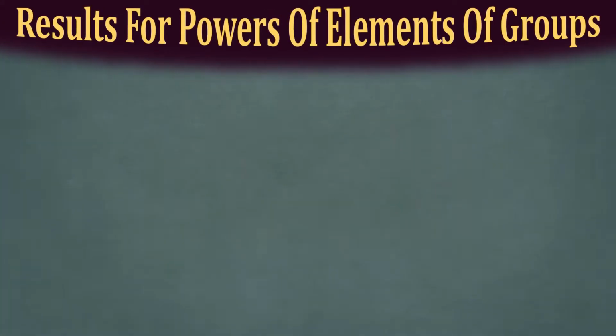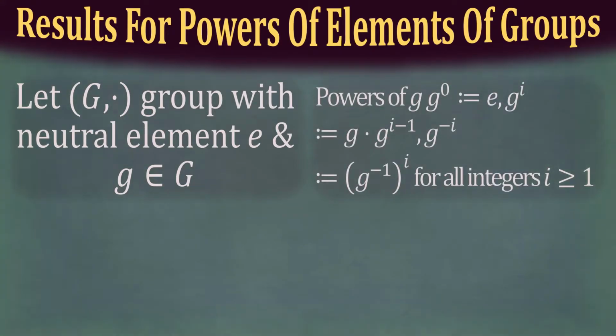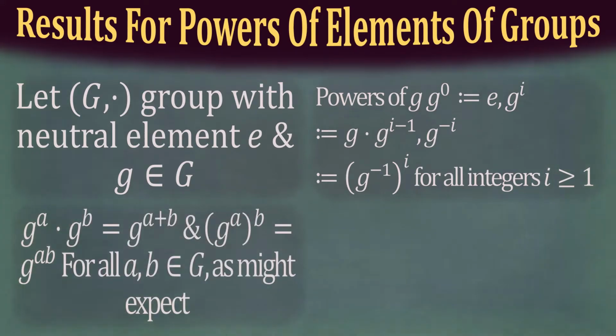Next, let's discuss the results for the powers of elements of a group. Let G with dot be a group with neutral element e, and let g be an element of G. Then the powers of g are g to the naught, which is defined to be e, and g to the i is defined to be g times g to the i minus 1, and g to the minus i is defined to be the inverse of g to the i for all integers i greater than or equal to 1. Hence, we have that g to the a times g to the b is equal to g to the a plus b, and (g to the a) to the b is equal to g to the ab for all a and b in the integers, as we might expect.